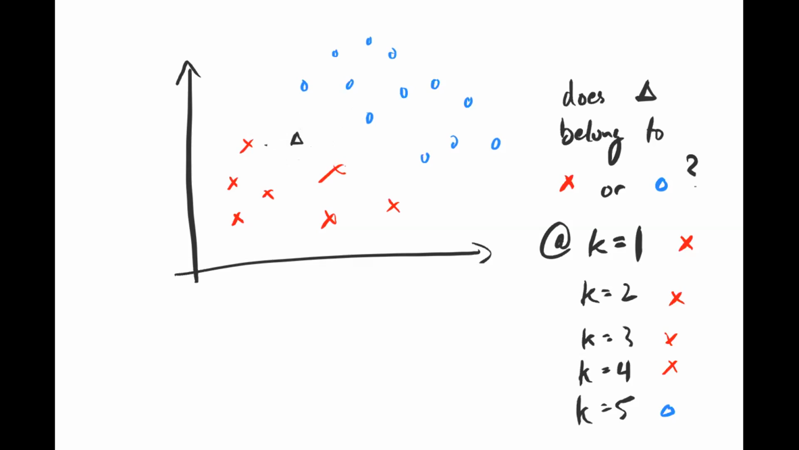So if I have k equals 1, then it classifies as nearest.